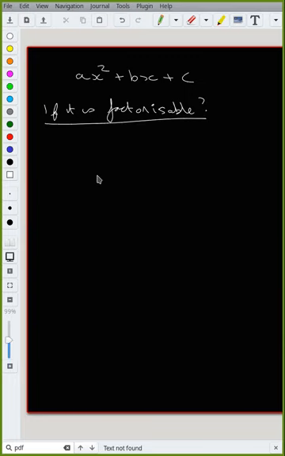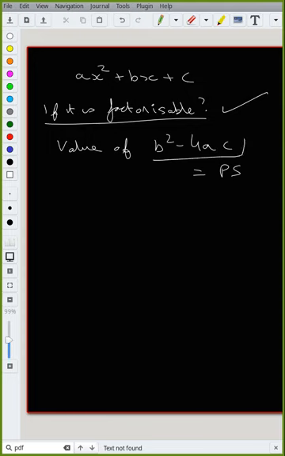So to test for factorization, we find the value of b squared minus 4ac. If this value is a perfect square, then it is factorizable. So if the value of b squared minus 4ac is a perfect square, then this equation is factorizable. Otherwise, it is not.